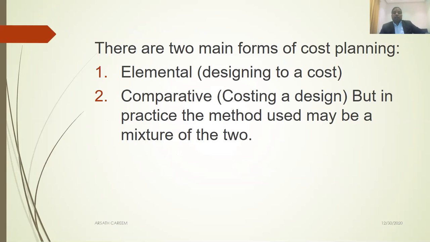Generally, there are two types of cost plan. One we call elemental, the other comparative. What does elemental mean? Elemental is designing to a cost. The cost is divided into the elements of the building. Now that is the cost target.